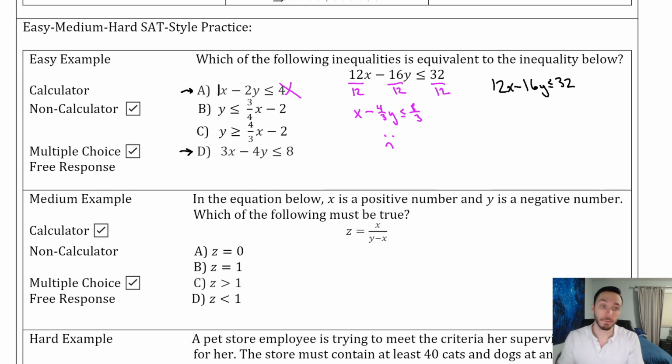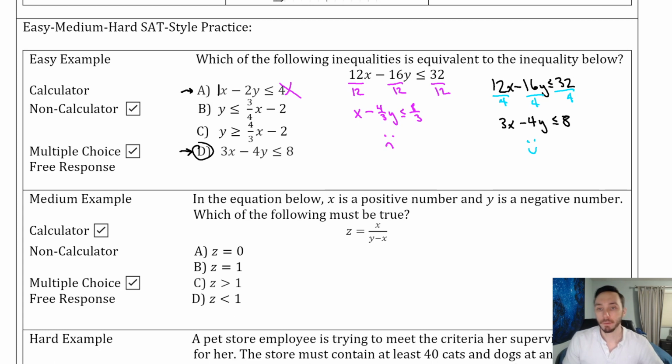I notice the coefficient goes from a 12 to a 3. How do I do that? I divide by 4. So I'm going to divide everything by 4. Divide by 4, divide by 4, divide by 4. And maybe I might get lucky, and then that's the answer. And this was really secretly just a one-step problem. 12 over 4 is 3. 16 over 4 is 4. And 32 over 4 is 8. We have ourselves a winner. Smiley face for that one.